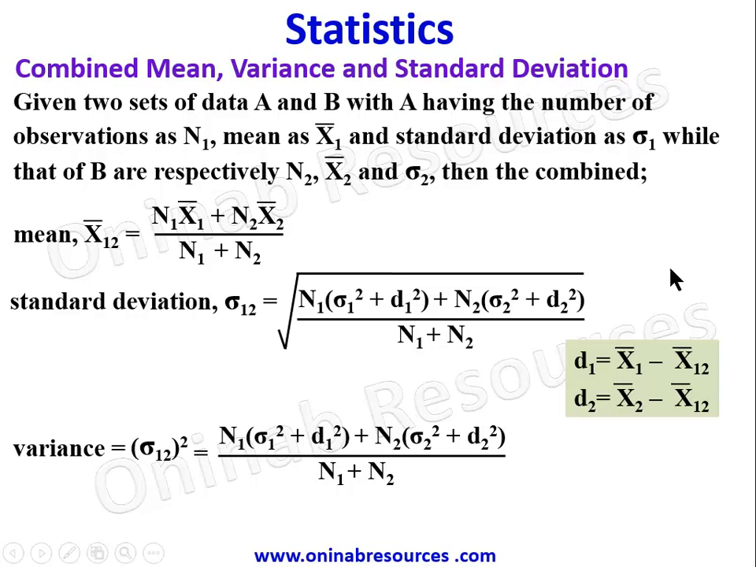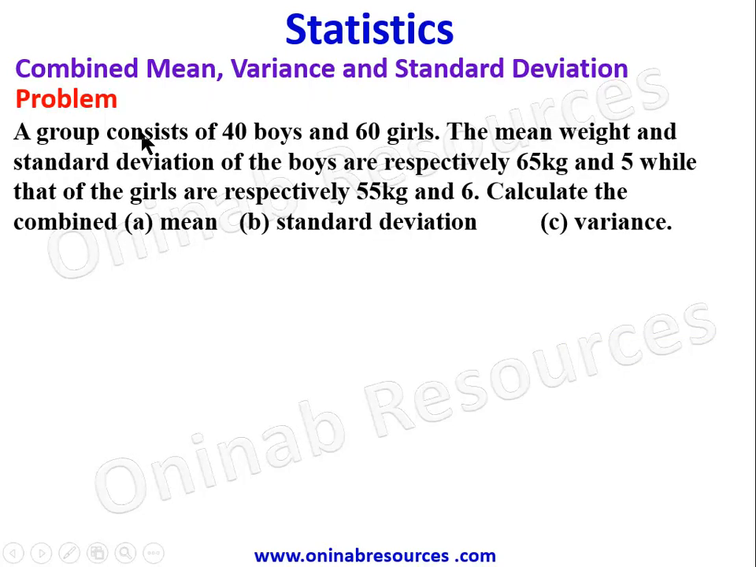So we go ahead now to solve a problem. In this problem, a group consists of 40 boys and 60 girls. The mean weight and standard deviation of the boys are respectively 65 kilograms and 5, while that of the girls are respectively 55 kilograms and 6. Calculate the combined A, mean, B, standard deviation, C, variance of the data.